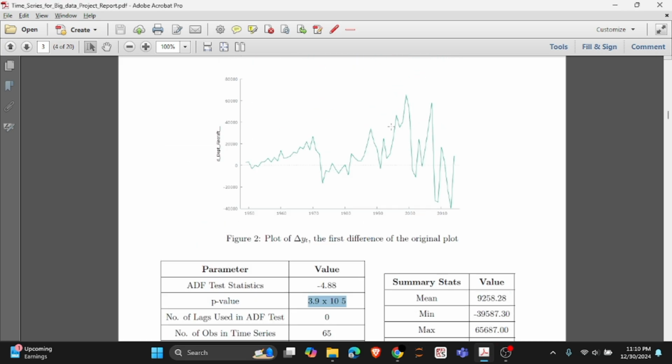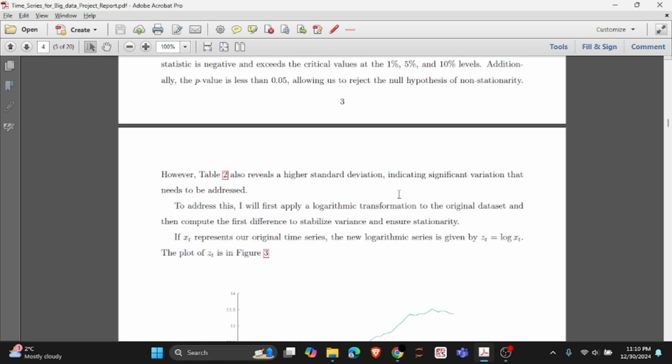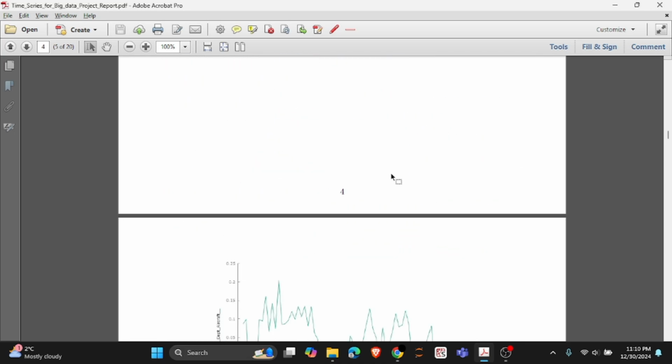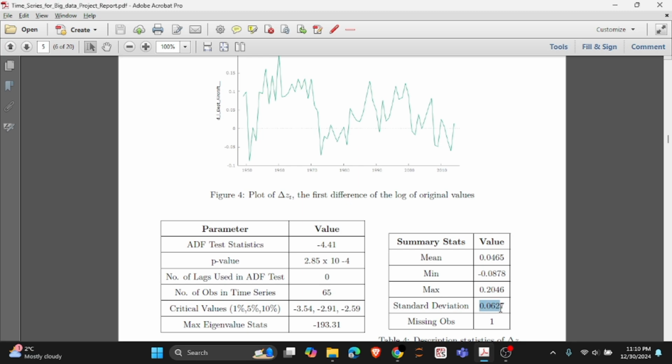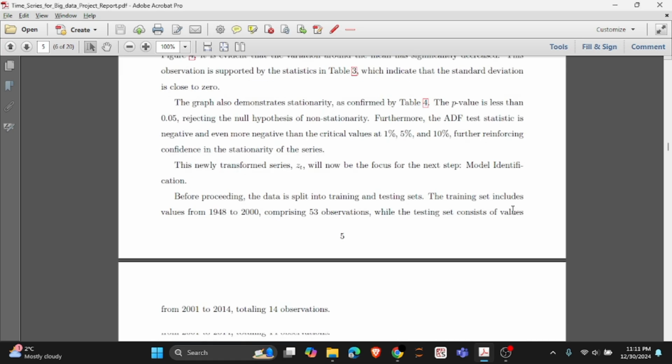But the problem is that we can see there is high variance. The standard deviation is 19,297, so we need to reduce the variance. For that, we first apply the log operator to our original dataset and then find the first difference. Now we can see the standard deviation is near 0. The ADF test value is again more negative than the lowest critical value, and the p-value is less than 0.05, which shows that the series is stationary and has less variance.